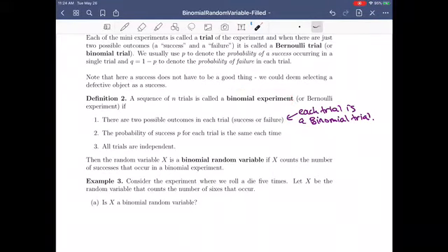And then if our random variable x counts the number of successes in this binomial experiment, that's when we call it a binomial random variable. So that's a lot to take in. So let's do an example.